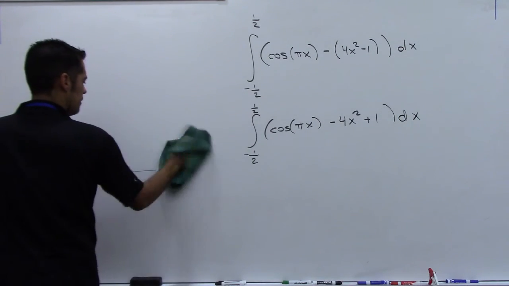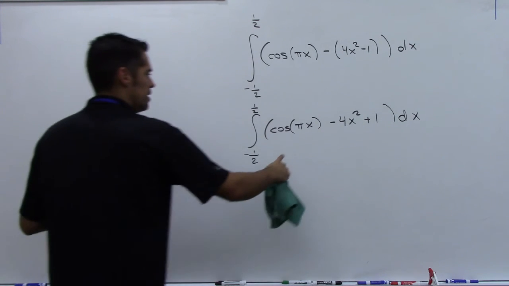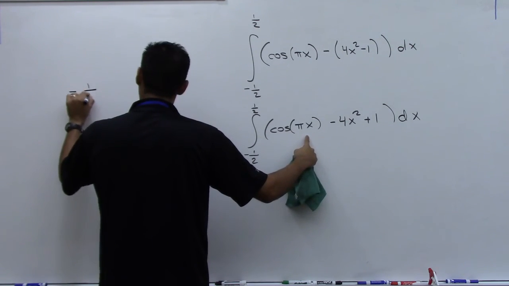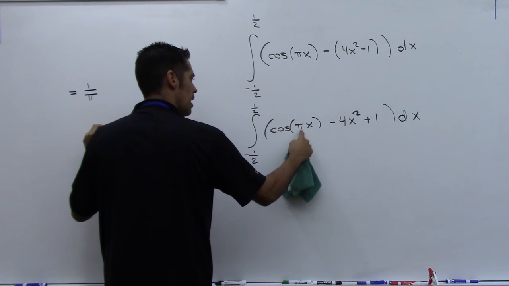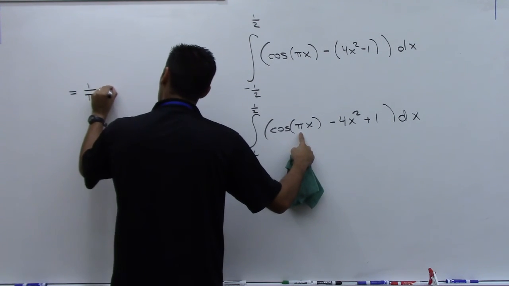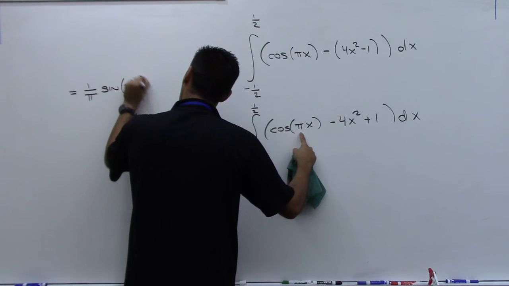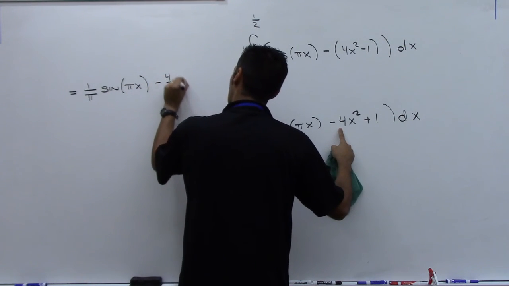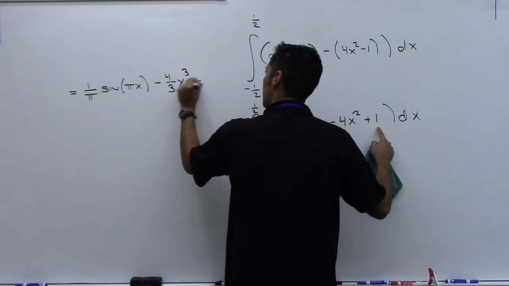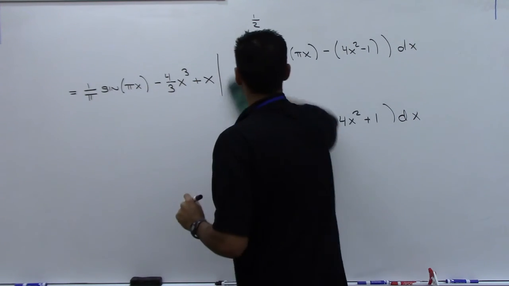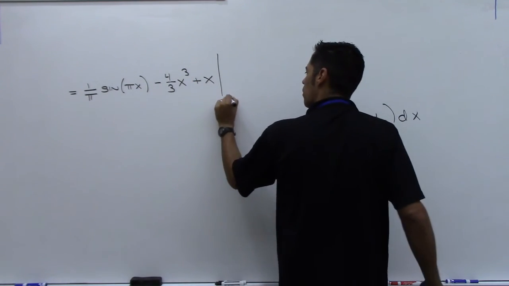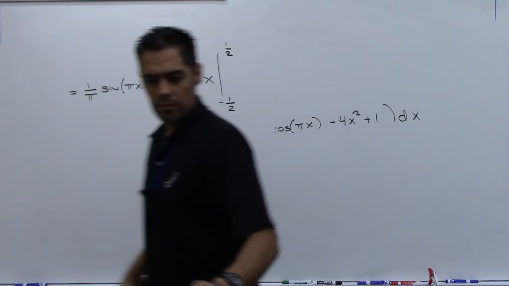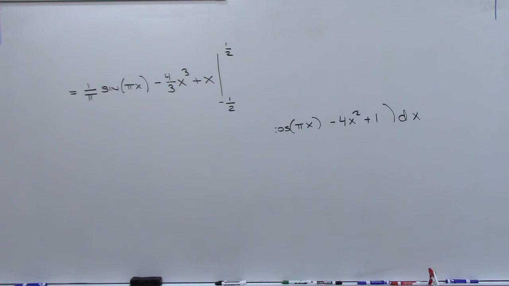And then I'll take the antiderivative. Antiderivative of cosine of pi x is 1 over pi. Have to scale it because pi is like a constant. Sine pi x. And then minus 4/3 x cubed plus x evaluated from -1/2 to 1/2. And then you have to plug in, which would probably be a little bit of a pain.